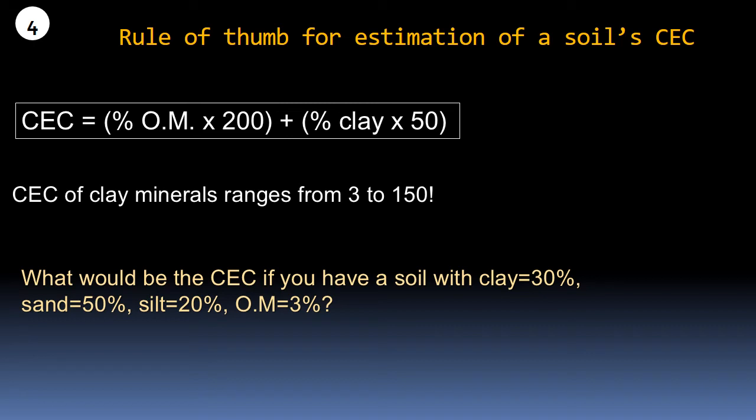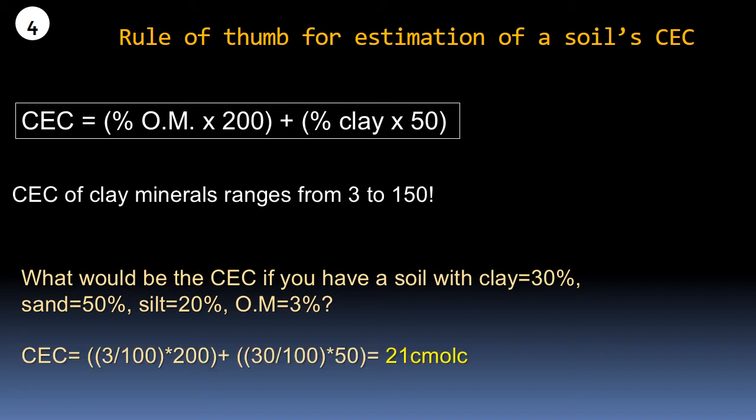And as you can see from this equation, you only need the percentage of organic matter and clay to calculate, or to estimate, the CEC. So for example, if you have a soil that has 30% clay, 50% sand, and 20% silt, and the amount of organic matter is 3%, what would be its cation exchange capacity? We can apply it in the equation.